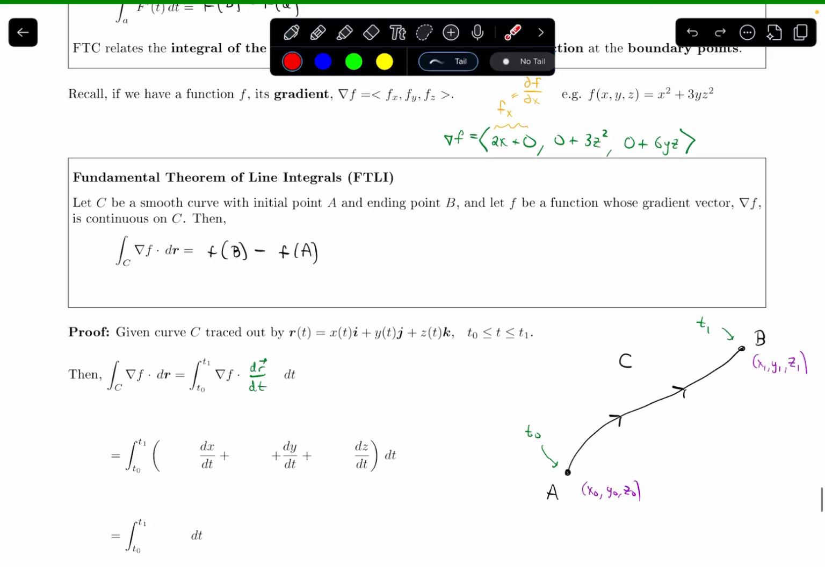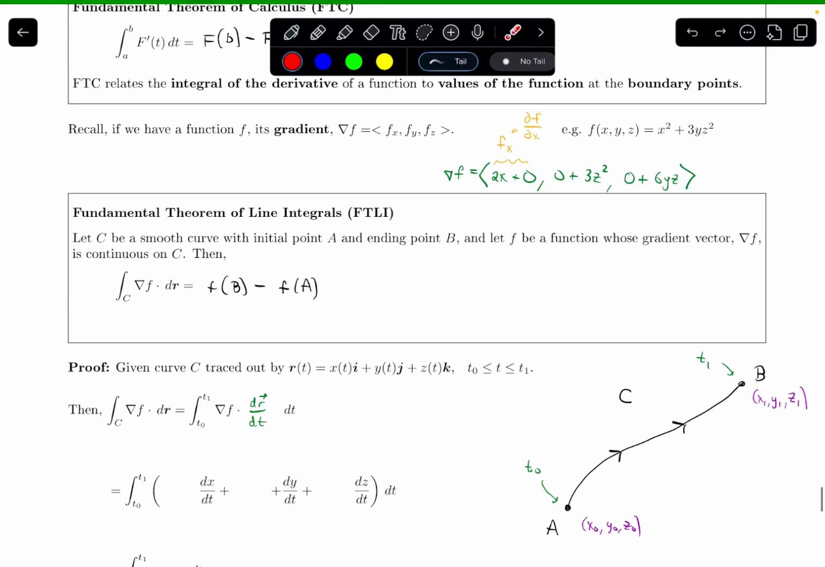So the x component of the gradient, I can write like this. I'm going to use this curvy d notation, so I'm going to use the partial of f with respect to x. That'll get multiplied by the x component of the derivative of position, which is dx/dt. So that's where this comes from.